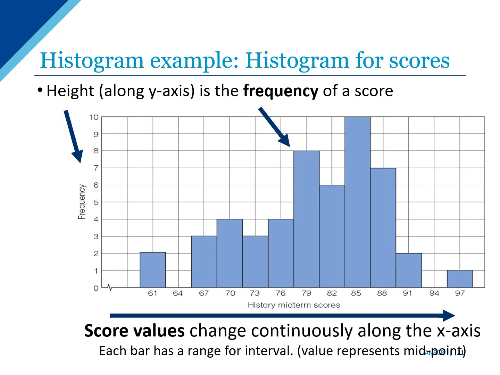We then plot these scores using a histogram, where the score values are on the x-axis and each bar has an interval range of 3, with the plotted value representing the midpoint of the interval. The height of the bar along the y-axis is the frequency of a score interval. What can you see quickly from this histogram? What scores are most common? What scores are infrequent? Can you estimate a central value for these scores?